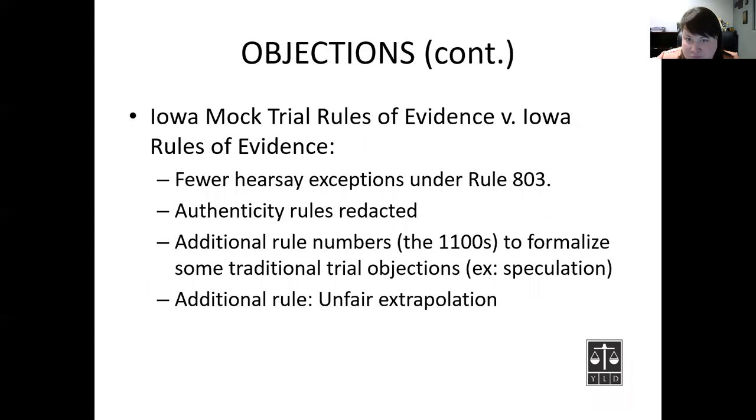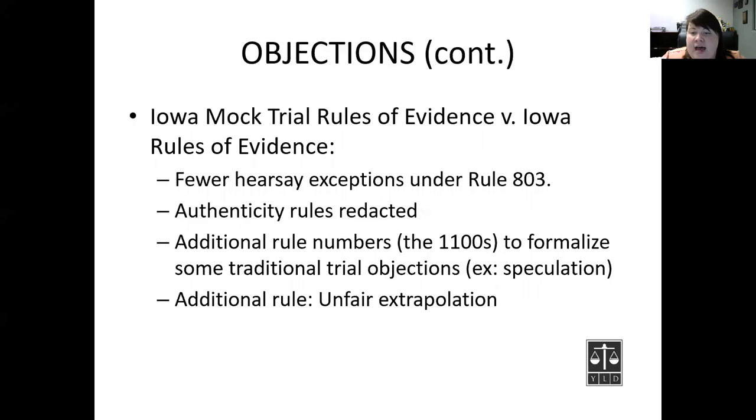The Iowa mock trial rules of evidence, versus the Iowa rules of evidence: the students have fewer hearsay exceptions. The one I like to point out is public records. They do not have a public records exception. So if there is an exception that's in your head and you're wondering, why didn't they bring this one out? Please feel free to go check the mock trial rules of evidence. You'll have access to those during the trial. It may be one that they don't have available. The authenticity rules are also redacted. We just assume that documents are what they purport to be.